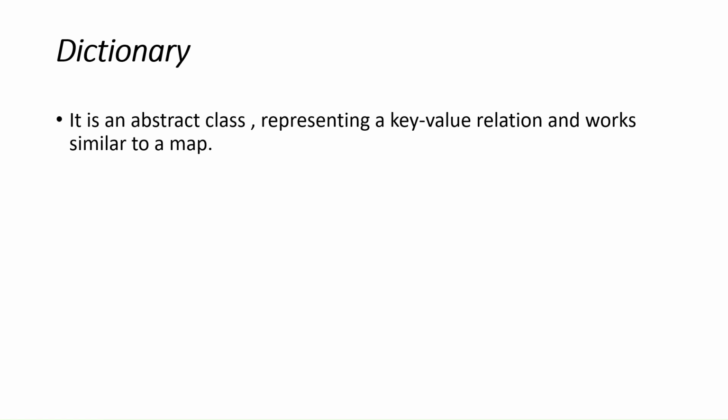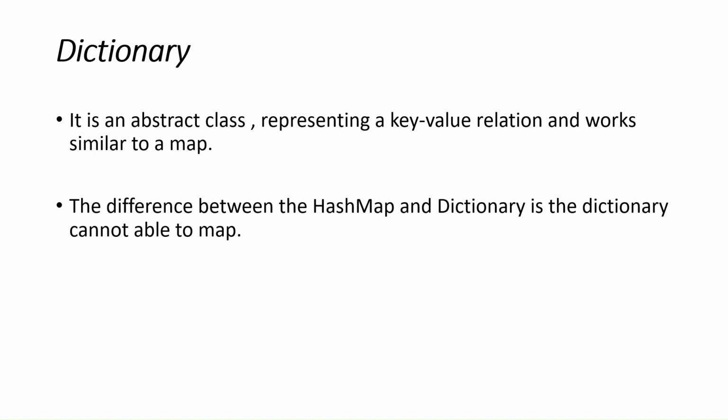Now let us discuss another important class available in the util package, that is Dictionary. It is an abstract class representing a key-value relation and works similar to a map. Before, we discussed that HashMap stores key-value pairs, and Dictionary also stores key-value pairs. But what is the main difference between the Dictionary and the HashMap? The main difference is that the Dictionary cannot map, whereas the HashMap can map. That is the main difference.